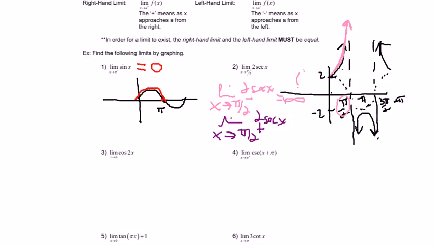Let's see what's happening over here. So my goal is still pi over 2. I get on the function as close as I can to pi over 2, maybe right here, and I head towards pi over 2. In this case, I'm headed to negative infinity. So this equals negative infinity. Notice how my two sides don't equal. I'm going to positive infinity and negative infinity.